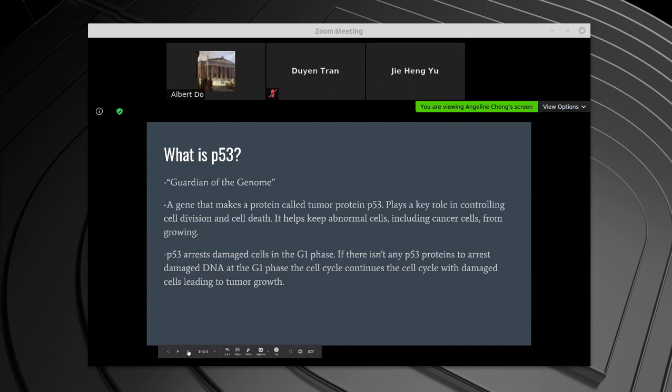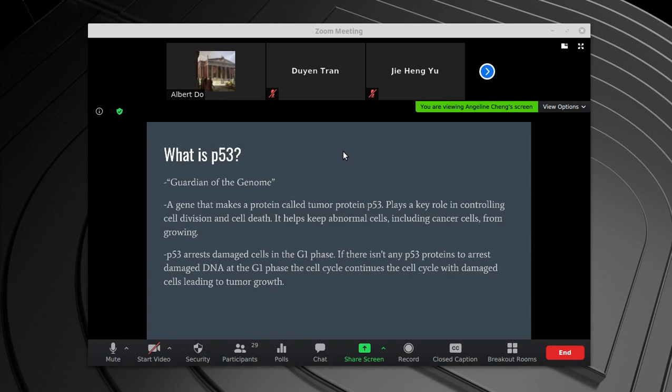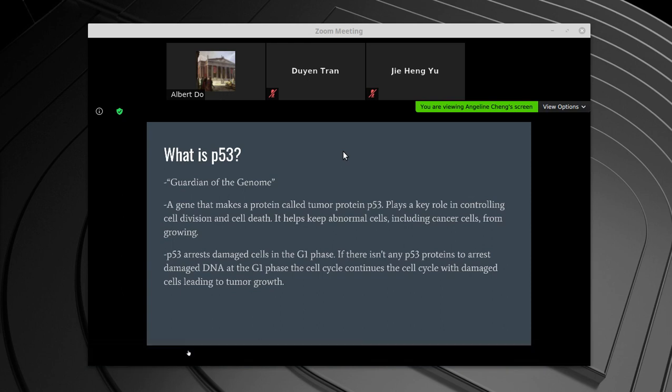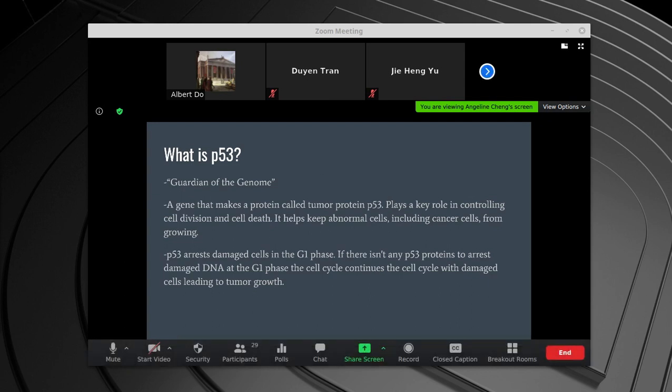So what is P53? P53 is often called the guardian of the genome because its role in conserving stability by preventing genome mutations. P53 is a gene that makes a protein called tumor protein P53, also known as TP53, found in the nucleus. The functions include regulation of the cell cycle, apoptosis, and DNA repair. It helps keep abnormal cells, including cancer cells, from growing. P53 prevents neoplastic transformation either by cell cycle arrest or by triggering apoptosis.